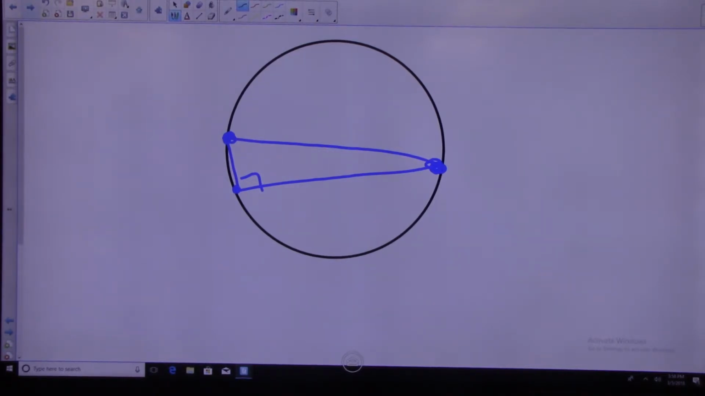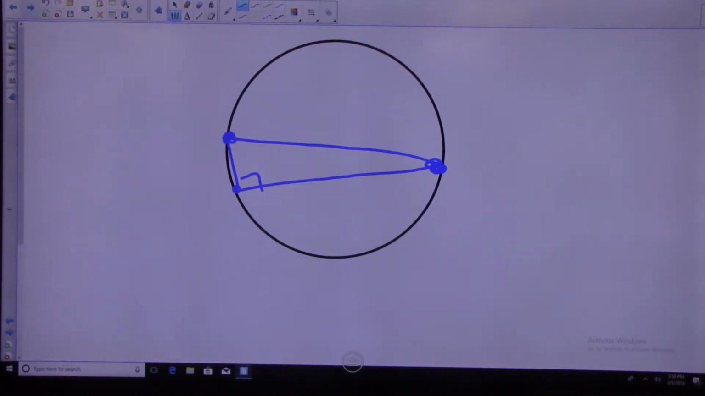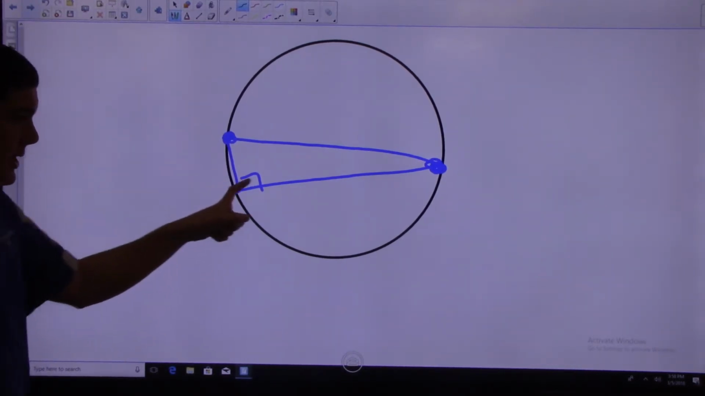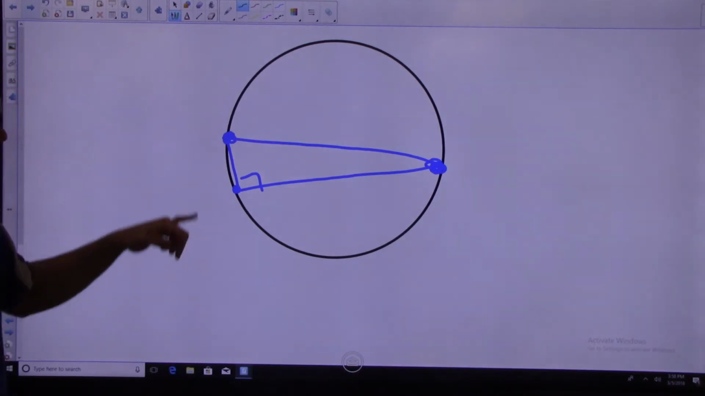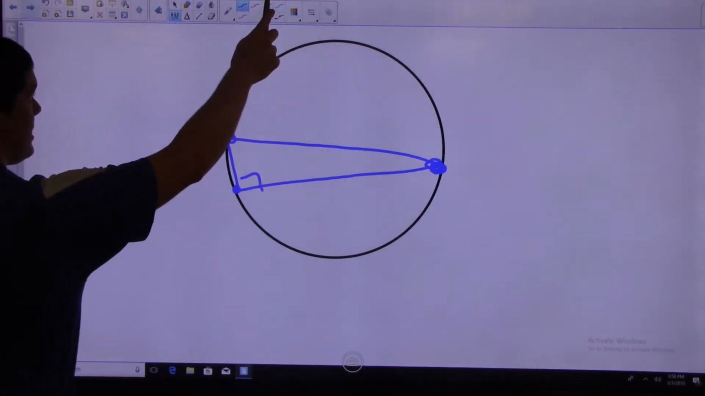Okay. So here's what I want you to think about. What if we had an inscribed angle whose angle is 90 degrees? And by the way, this would be an inscribed right triangle. So what if that was a right angle? Well, guys, we know right angles are 90 degrees. So let's think about this.